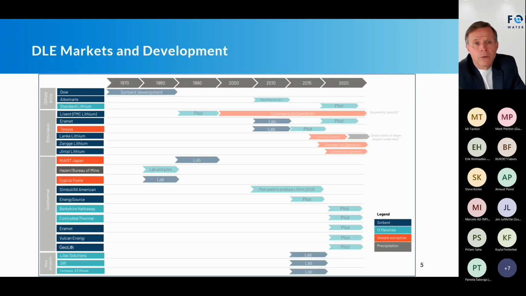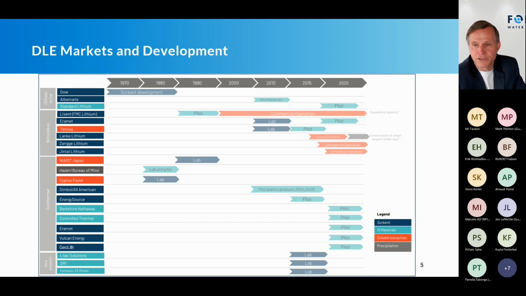When we take a look at the DLE markets, sometimes I hear in the market space, oh, DLE conventional technologies. Well, DLE uses conventional equipment in the process, but the DLE process itself is unique. And I'm going to term it as the Wild West right now. There are so many different process flow diagrams and so many methodologies and processes that can be applied to direct lithium extraction materials, as well as the direct lithium extraction process, that sometimes it's hard to keep up with.